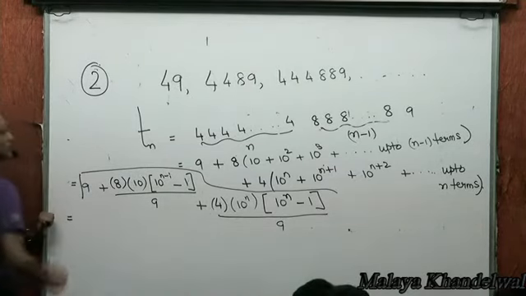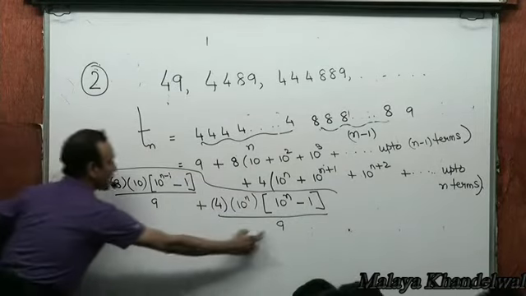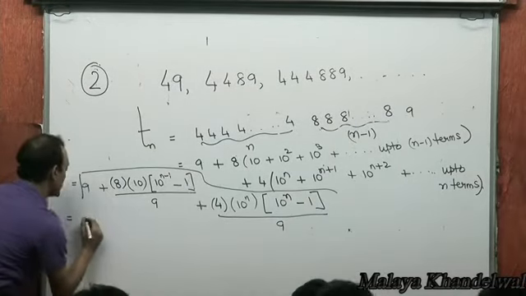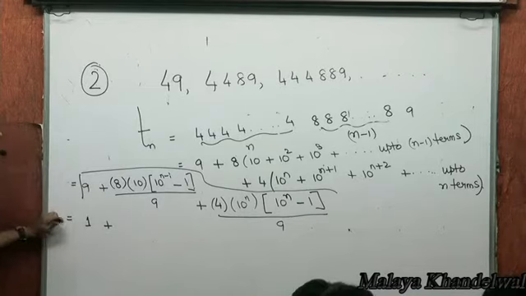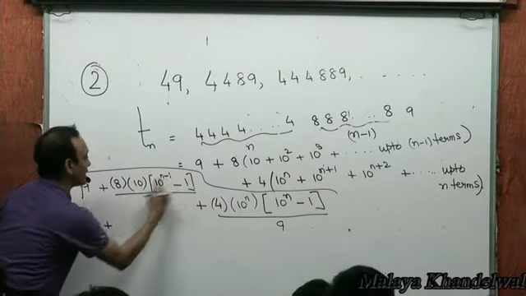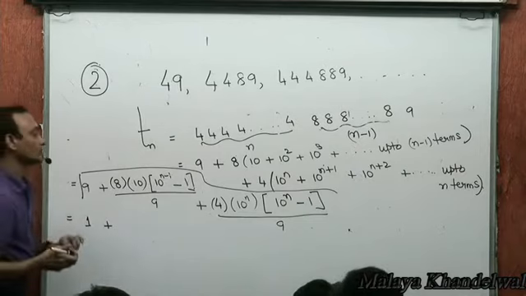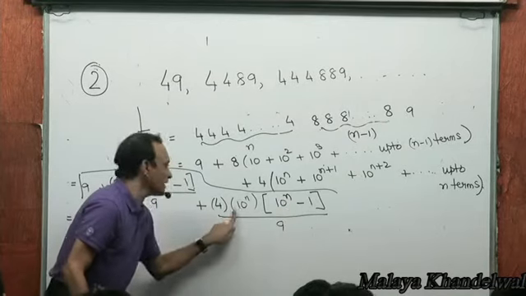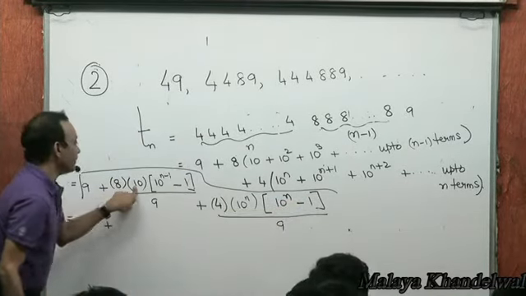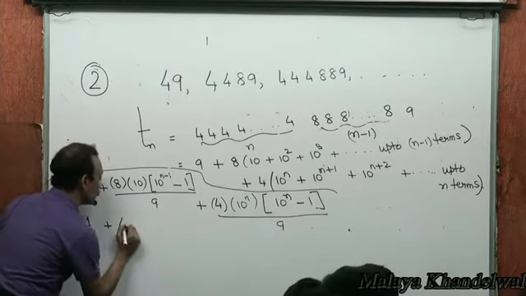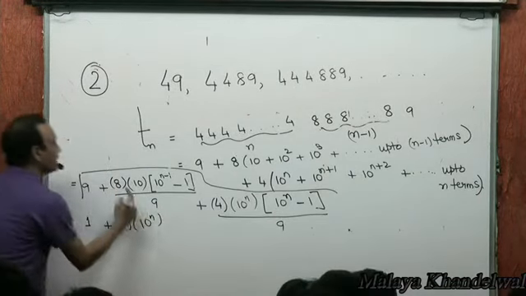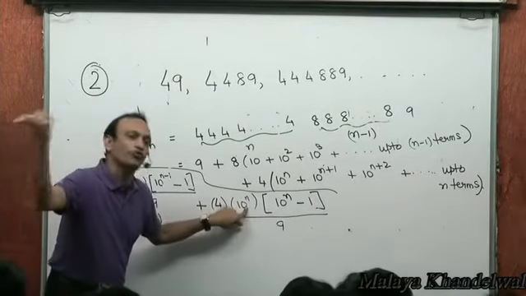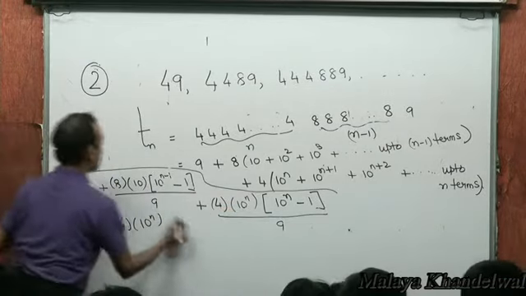Now I take the LCM, 9 is the LCM, so 81 minus 80, right? So that makes it 1 plus 8 into 10 to power n, right? This will become 8 into 10 to power n minus 4 into 10 to power n. See, 4 into 10 to power n into minus 1, and then 8 into 10 to power n, so that makes it 4 into 10 to power n, yes or no? See, 8 into 10 to power n minus 4 into 10 to power n, that makes it 4 into 10 to power n.